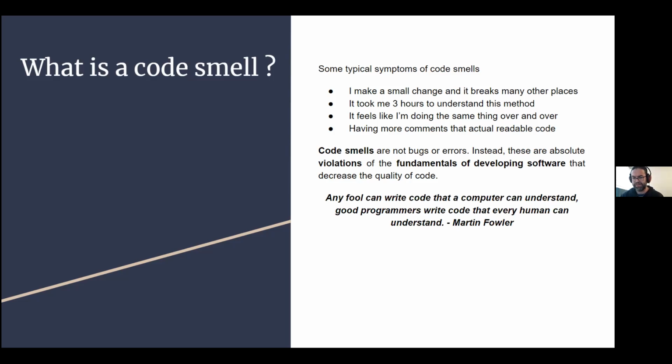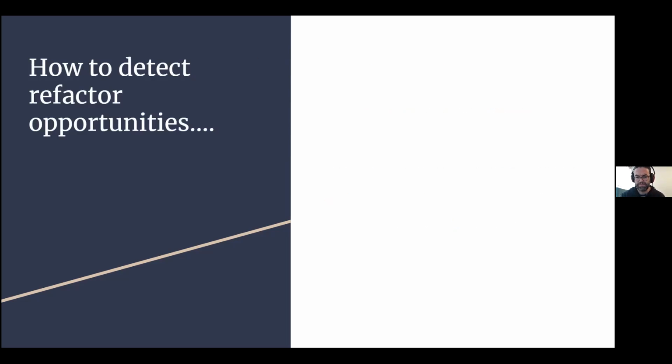This is something that I found from Martin Fowler. He has quite a few nice books. Any fool can write code that a computer can understand. Good programmers can write code that every human can understand. Okay, how to detect refactor opportunities? So how? By using code smells.